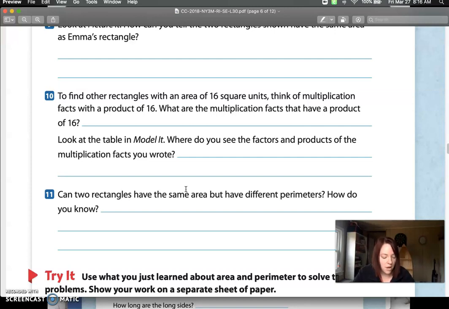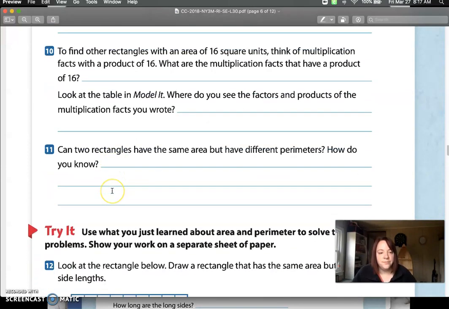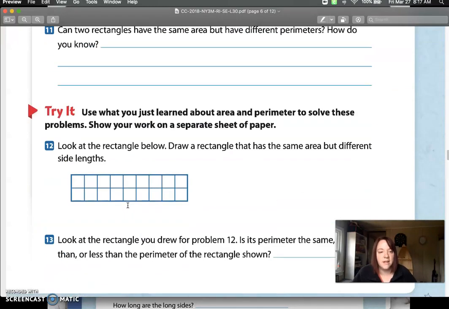So let's see which one was even. If we do a square, it's 4 plus 4 plus 4 plus 4, you get 16. If you are doing 4 times 4, 16. So you're getting the same perimeter and the same area. But that's the only one that has the same perimeter and the same area. Okay, so can two rectangles have the same area but different perimeters? Yes, we agreed with that.